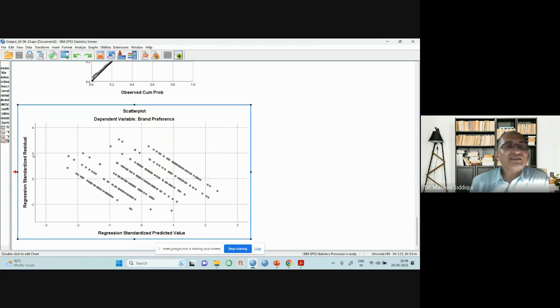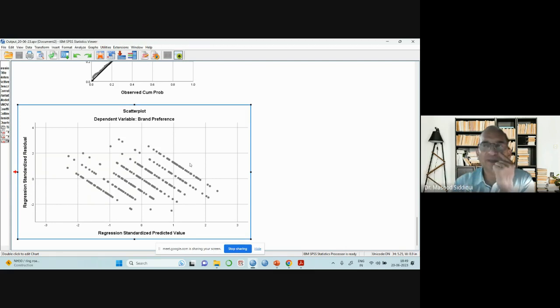On the y-axis, for 0, we have points here. For the x, we have points here, here, and here. So there is no defined pattern in this data. Here values are randomly plotted. They are not showing the shape of a cone or the shape of a star. So we can say here we don't have the problem of heteroscedasticity, right?